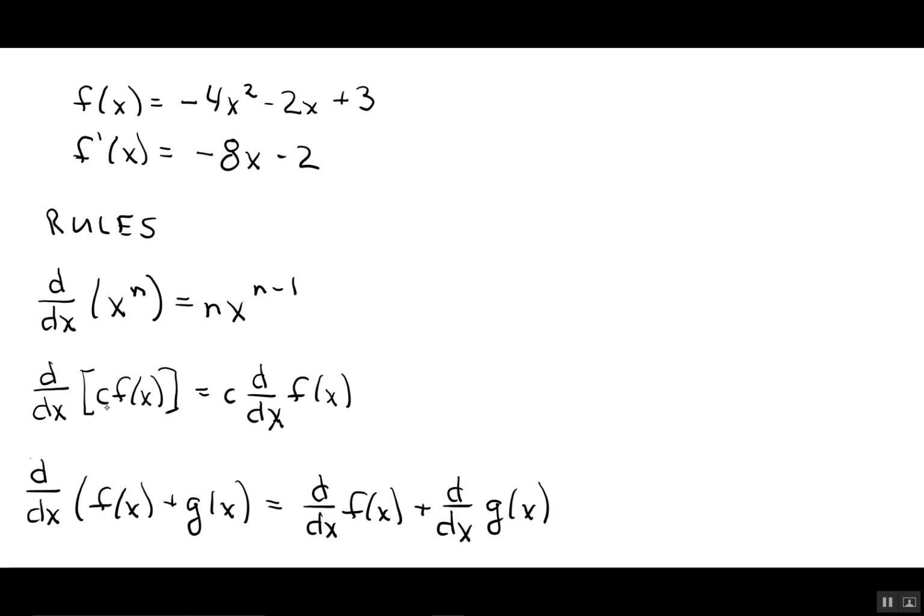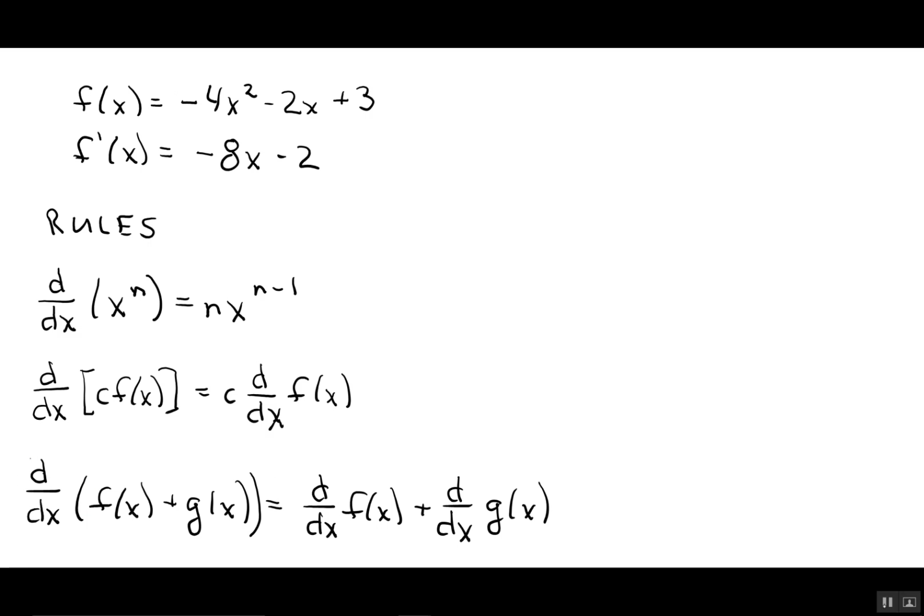Another rule is called the constant multiple rule. If you have a function f of x that's multiplied by a constant c, the derivative of that is the constant c times the derivative of the function by itself. So the derivative of c f of x is equal to c times the derivative of f of x. And finally, the sum rule: if you have two functions f of x and g of x, and they're added together, then the derivative of that sum is the sum of the derivatives. So the derivative of f of x plus g of x is the derivative of f of x plus the derivative of g of x.